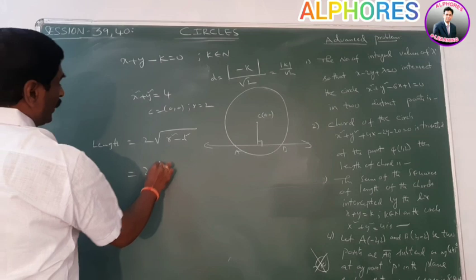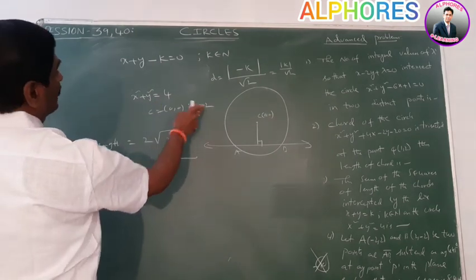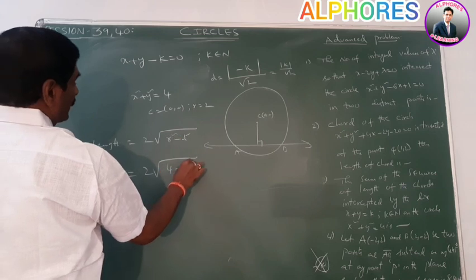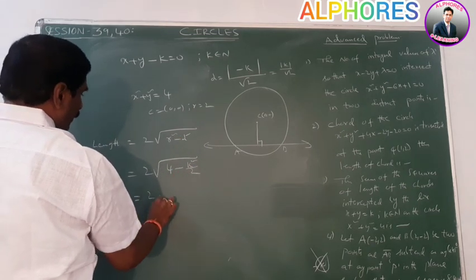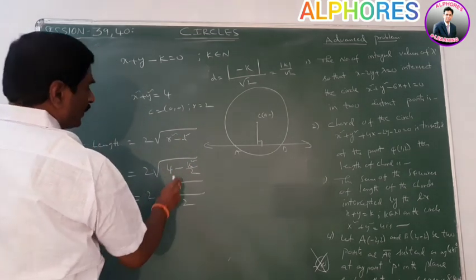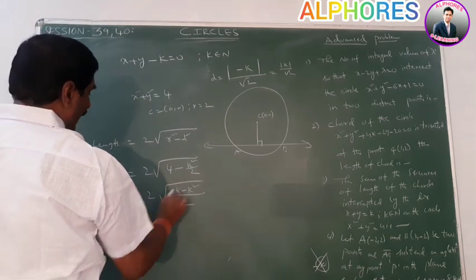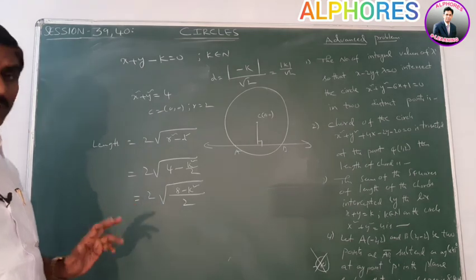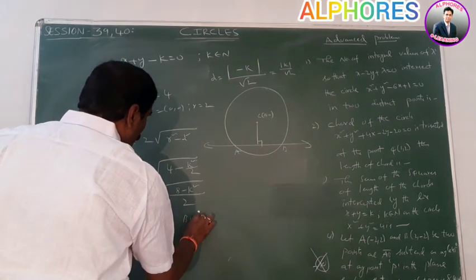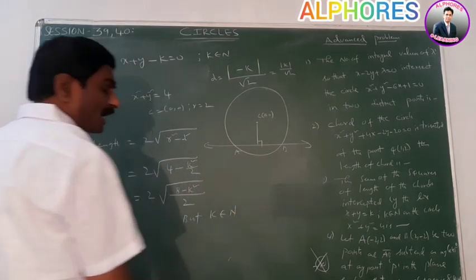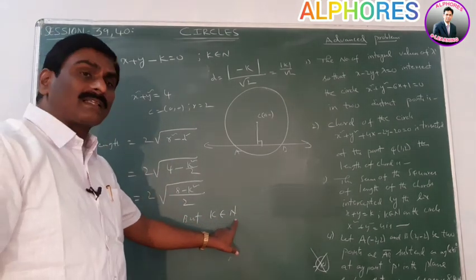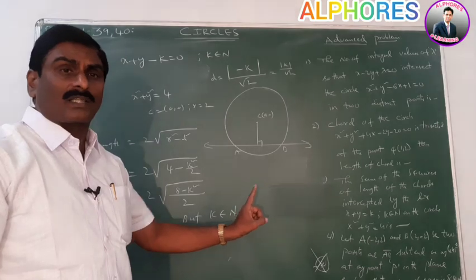That means 2 root of r square, what is the radius of the circle? 2. 2 square means 4, minus d square, which is k square by 2. That means 2 root, taking the LCM 2, 8 minus k square by 2. It is the length of the chord. But k belongs to natural numbers. Now we find the possible cases. If k belongs to N, k is equal to 1 or 2 or 3 and so on.